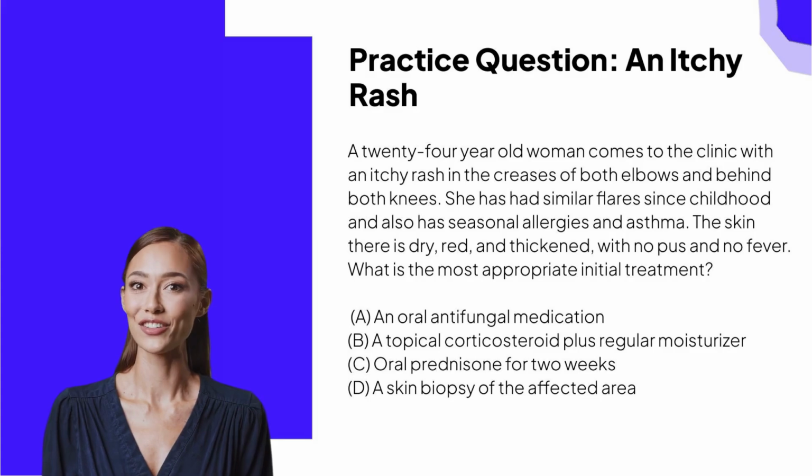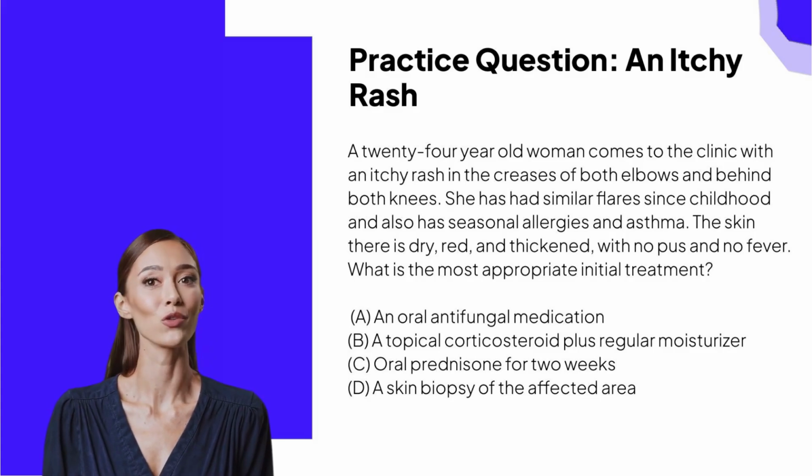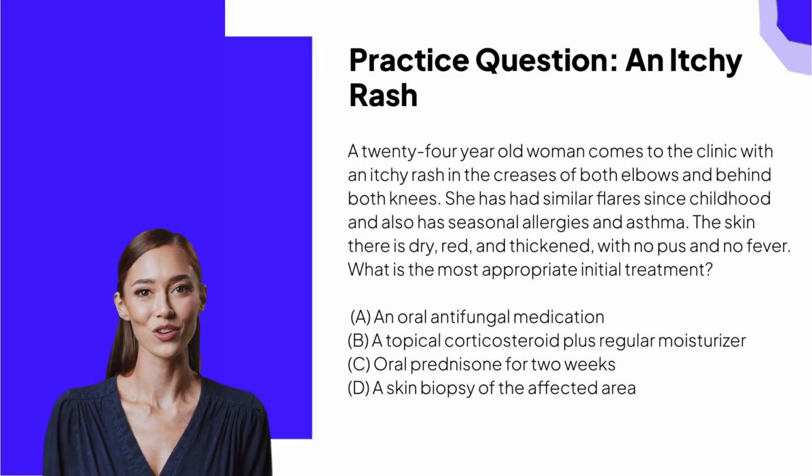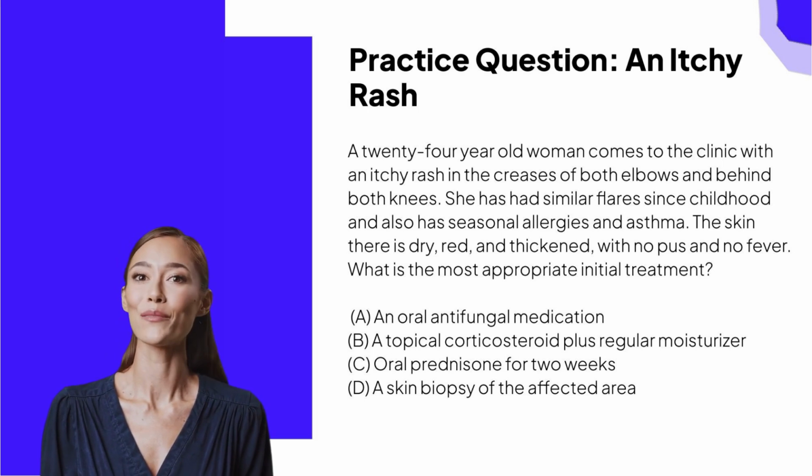Our first practice question. A 24-year-old woman has an itchy rash in the creases of both elbows and behind both knees. She has had similar flares since childhood and also has seasonal allergies and asthma. The skin is dry, red, and thickened, with no pus and no fever. What is the most appropriate initial treatment?